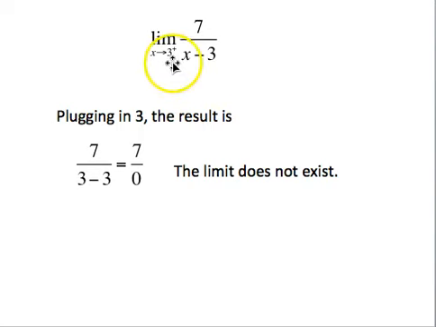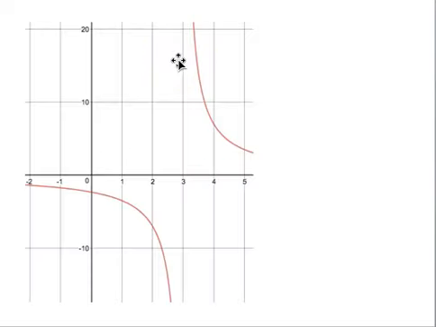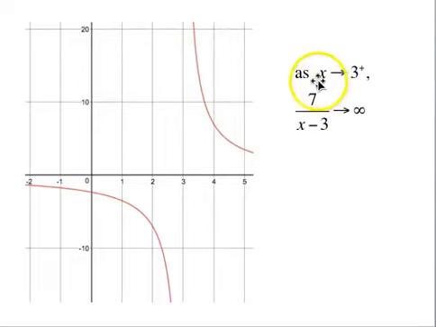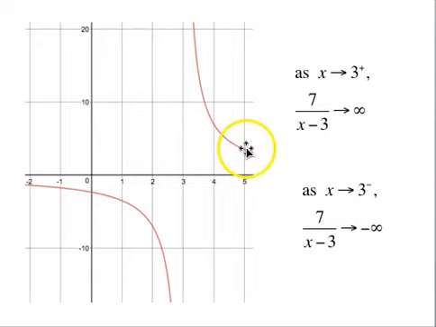But let's describe the behavior of the function as we approach 3 from the right. Looking at the picture, 3.1, 3.01, 3.001, the function seems to be going to positive infinity as we approach 3 from the right. So that's my point. As x approaches 3 from the right, 7 over (x minus 3) is approaching positive infinity. And similarly, as I approach 3 from the left, 2.9, 2.99, it's heading this way. As we approach 3 from the left, 7 over (x minus 3) is approaching negative infinity.